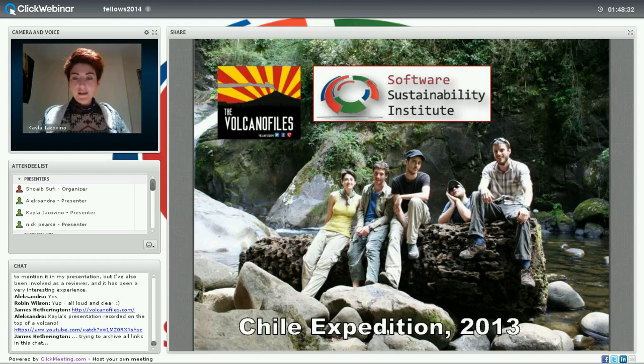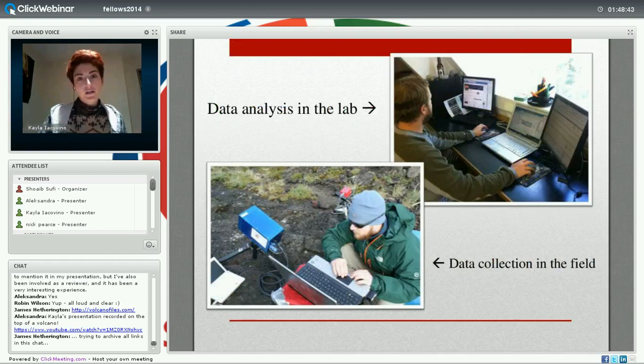So that was something that was supported by the SSI this year that we couldn't have done without them. And it was very helpful. Another thing, as I mentioned, not only do we do data collection in the field, but then we do a lot of data analysis back in the lab.